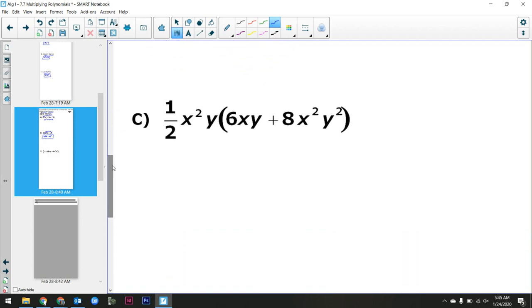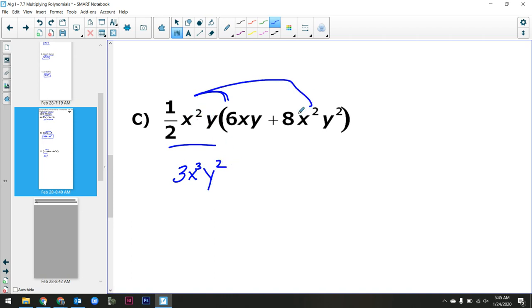Now we've got another monomial times a monomial, but in this one, a monomial times a binomial, and I've got a fraction. Still the same rule applies. I'm going to distribute this whole monomial on the outside into those two parts. Let's do this part first. 1/2 times 6 is 3. X times x, all I'm doing is multiplying common pieces together. Y times y is y squared.